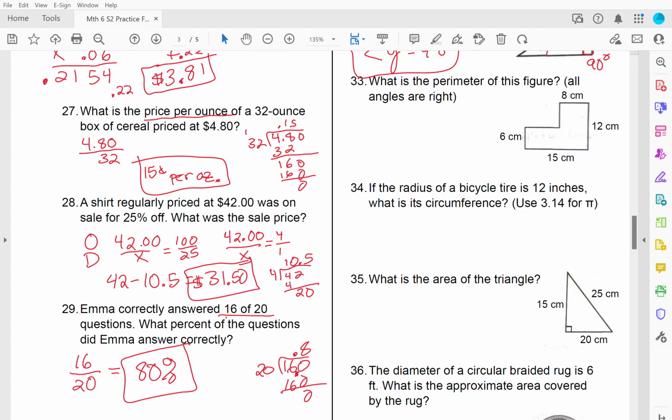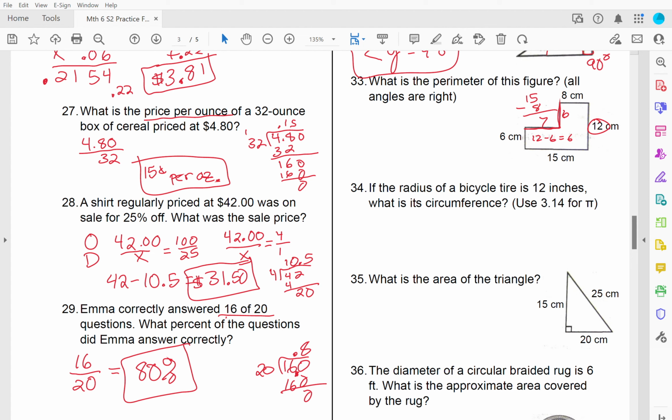Alright, what is the perimeter of this figure? Now remember, you've got missing sides. You've got to find those before you can proceed. So 12 minus 6 is 6, so that makes that 6. And 15 minus 8 is 7. So that's this side. So these are the two missing sides.